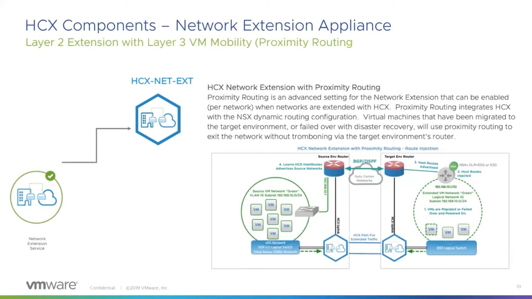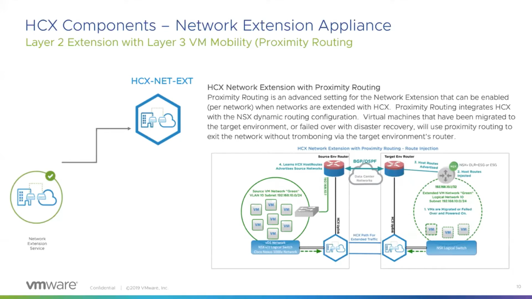Right, so here we see a diagram depicting proximity routing. This is one of the concerns of a lot of customers when they stretch a VLAN. Let's say it's a /24 VLAN, which means that potentially you could have over 200 virtual machines on that VLAN. If you have 200 virtual machines, HCX has a limitation of migrating only 100 at a time. So let us say the customer migrates the first 100 virtual machines from the source to the destination, and the remaining 100 are still on the source side.